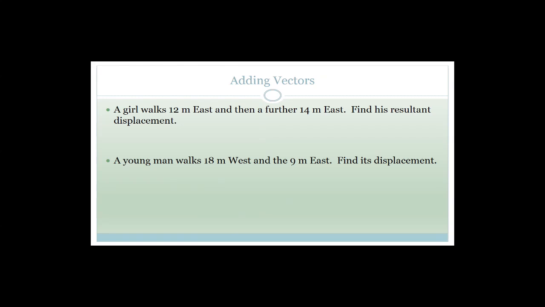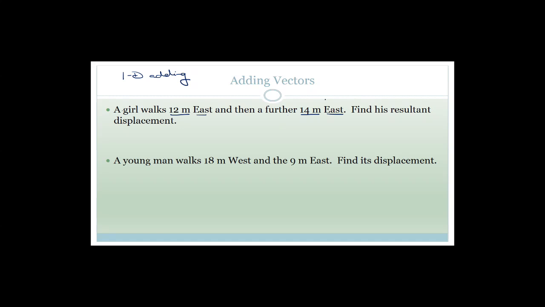Right, now let's talk about adding vectors. And the first thing we're going to talk about is adding vectors in the same plane. So it's the same direction, the same one dimensional, 1D adding. Okay, so the best way to add vectors is to draw out your vectors. It says a girl walks 12 meters east and then a further 14 meters east.